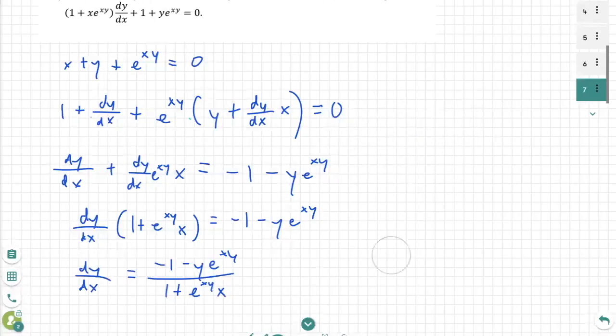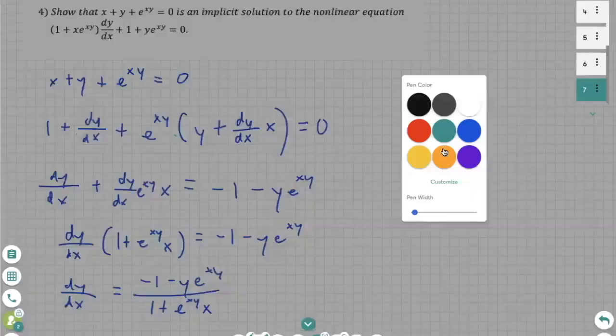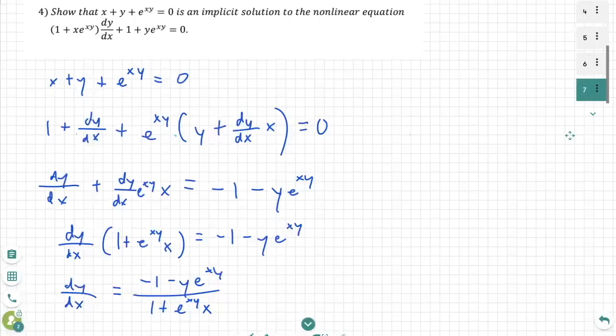All right, so now we have our dy dx. What do we do with that? We plug it into our differential equation. Yeah, what's that look like? 1 plus x times e to the xy times this down here. So negative 1 minus y times e to the xy over 1 plus e to the xy times x.